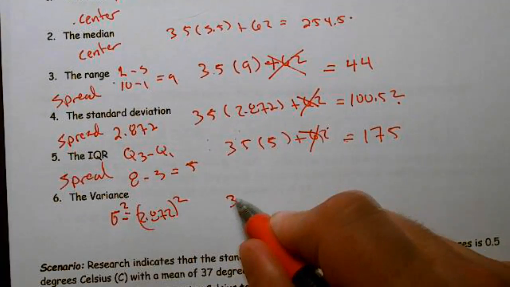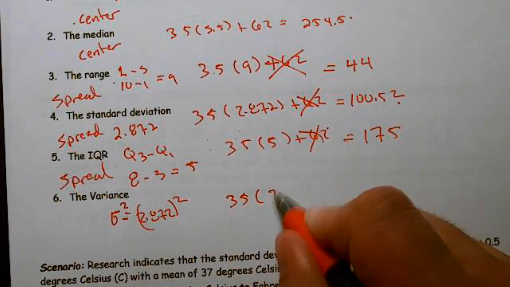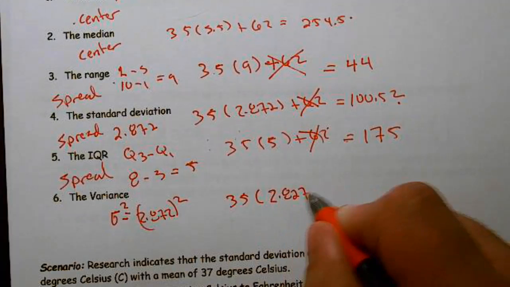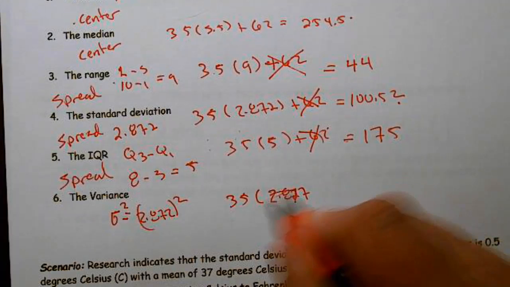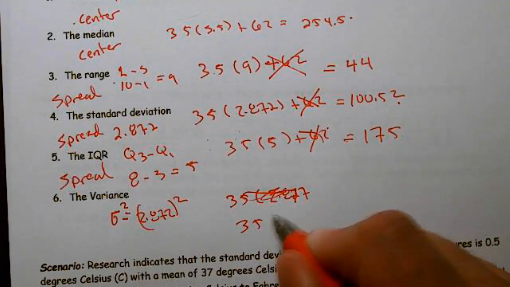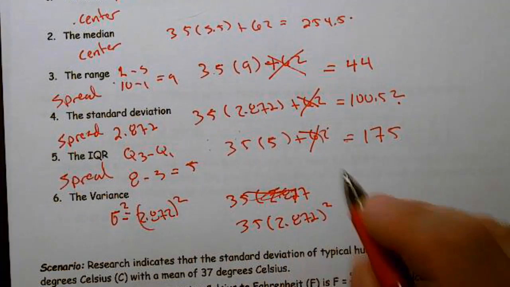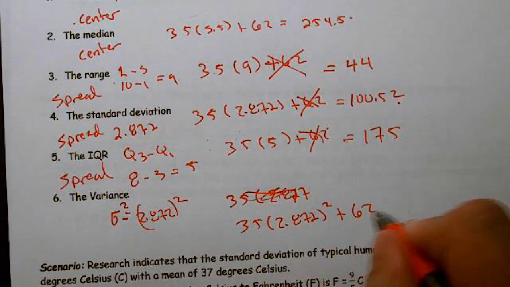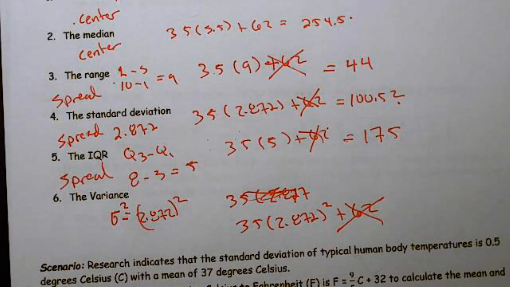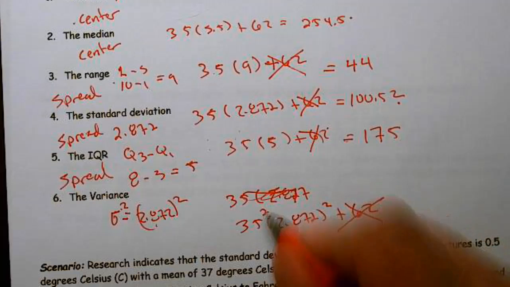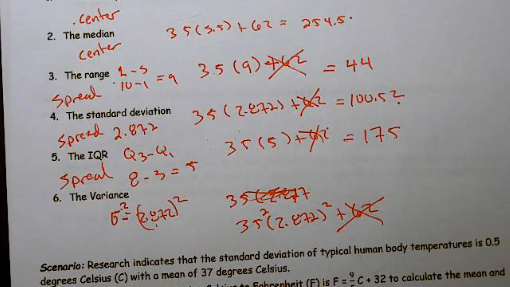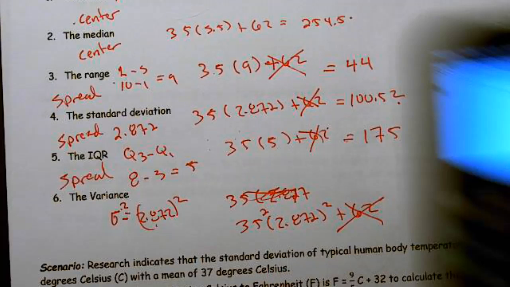So we have the formula 35, and I'm going to put the variance in there, 35 times 2.872 squared plus the 62. Well, not surprisingly, because it's a measure of spread, we can't add it. Because variance is squared, we also have to square the constant. So this is going to be 35 squared times this value squared.